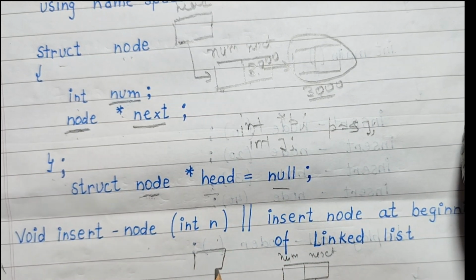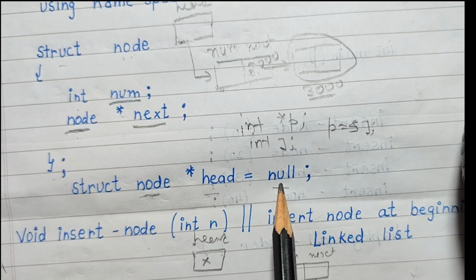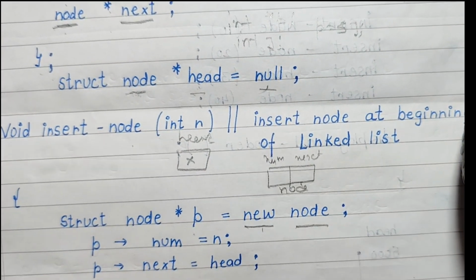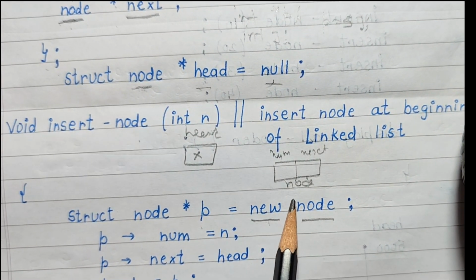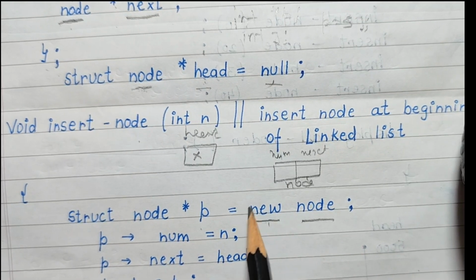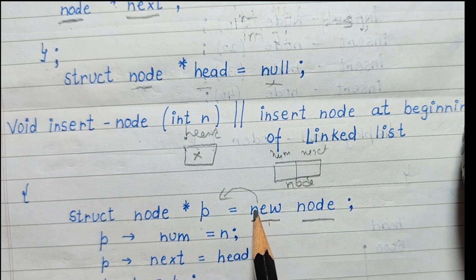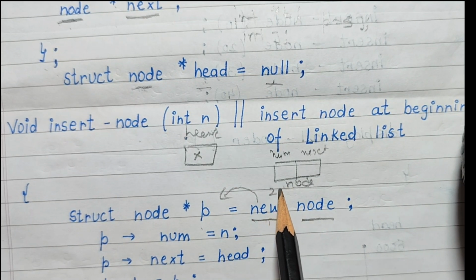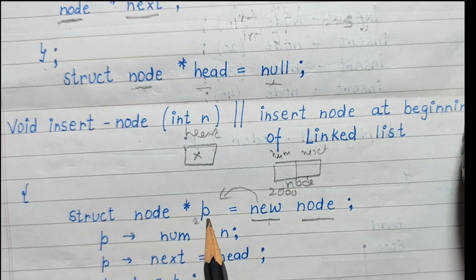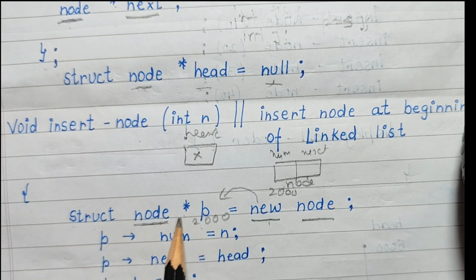And here we have one head pointer, which has a value null right now, because you write head = NULL. After this, the compiler allocates memory to this node, and the new operator returns the starting address of the node. Suppose the starting address of the node is 2000. It means 2000 will be returned in the p pointer, because that's why on the left hand side I use a pointer. Now the p pointer holds the address of the node. That's why p is a node type pointer, and I write struct node *p.